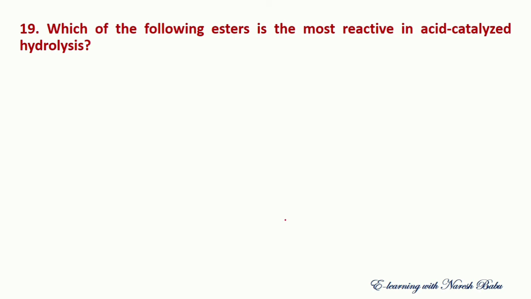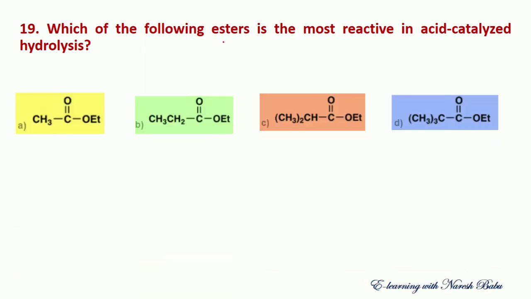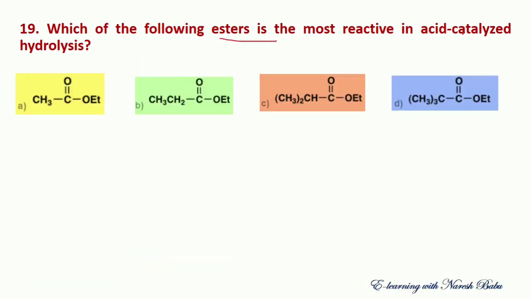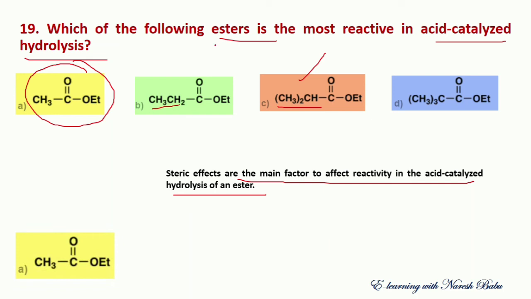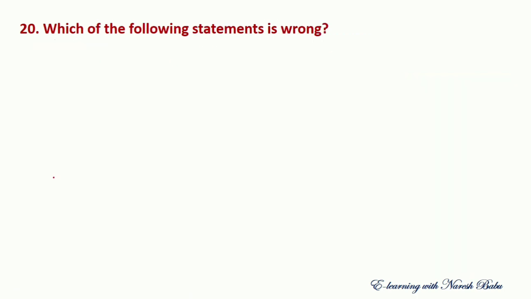And which of the following esters is the most reactive in acid catalyzed hydrolysis? If you see, increasing bulkiness reduces the acid catalyzed hydrolysis. Here the bulky group is small compared with the remaining structures. So answer A is the correct answer. It is the most reactive in acid catalyzed hydrolysis. Steric effects are the main factor affecting the reactivity in acid catalyzed hydrolysis of an ester. So option A is the most reactive.